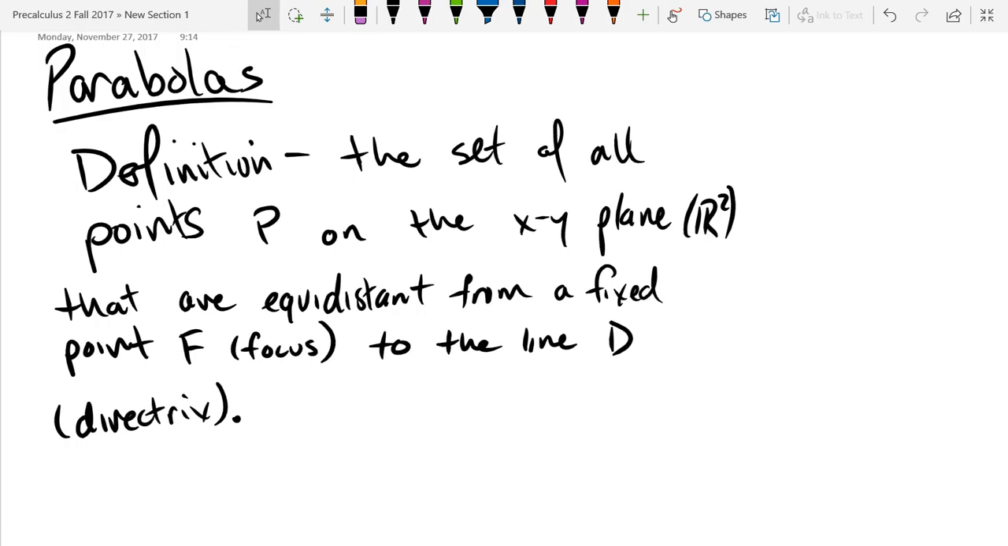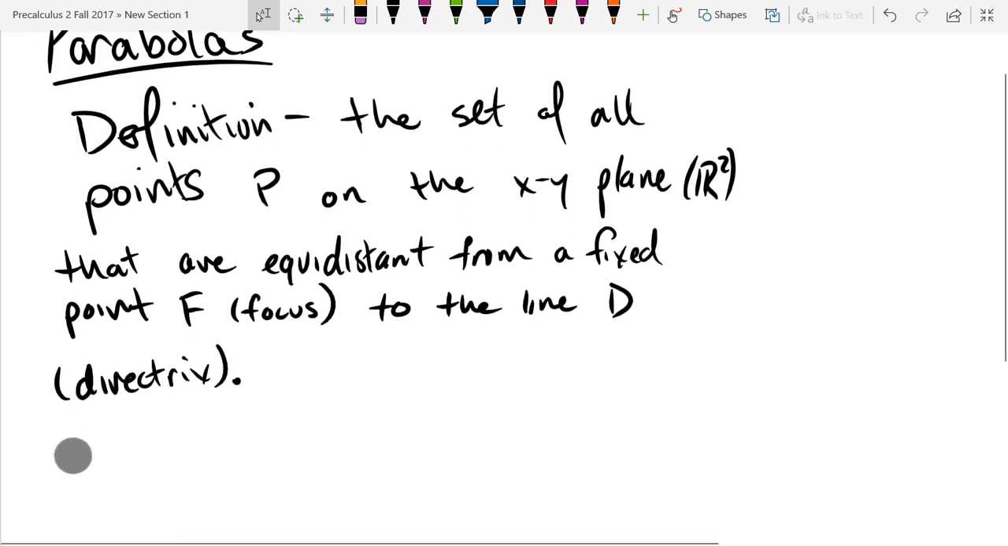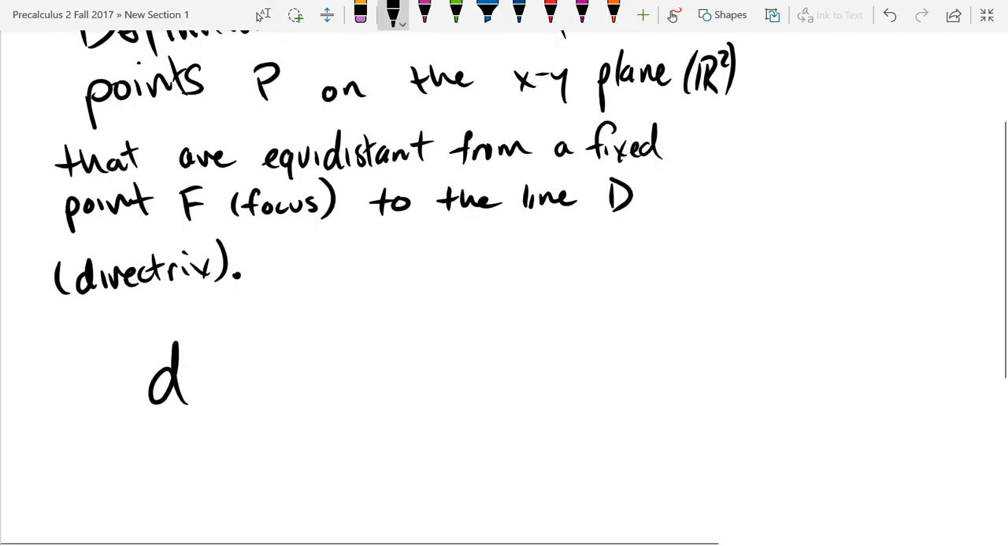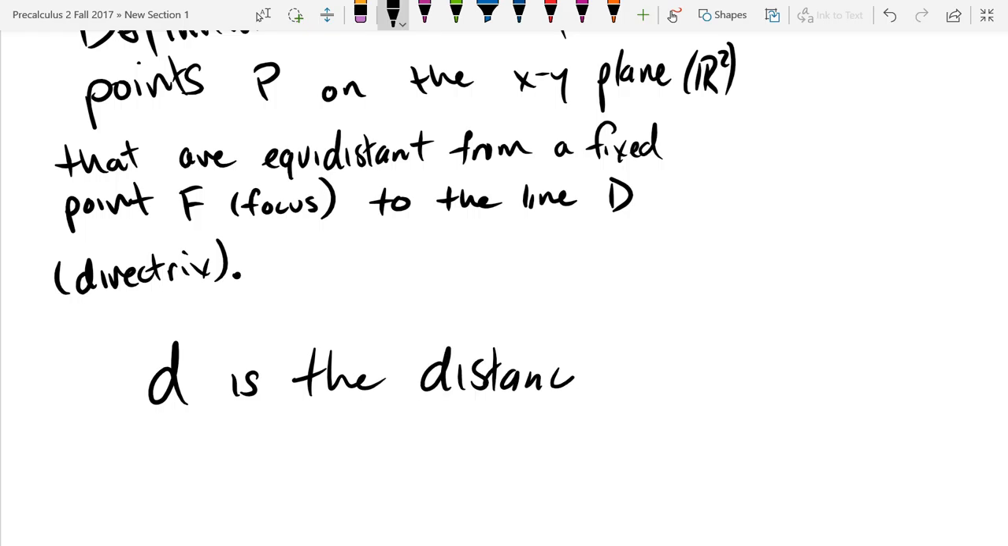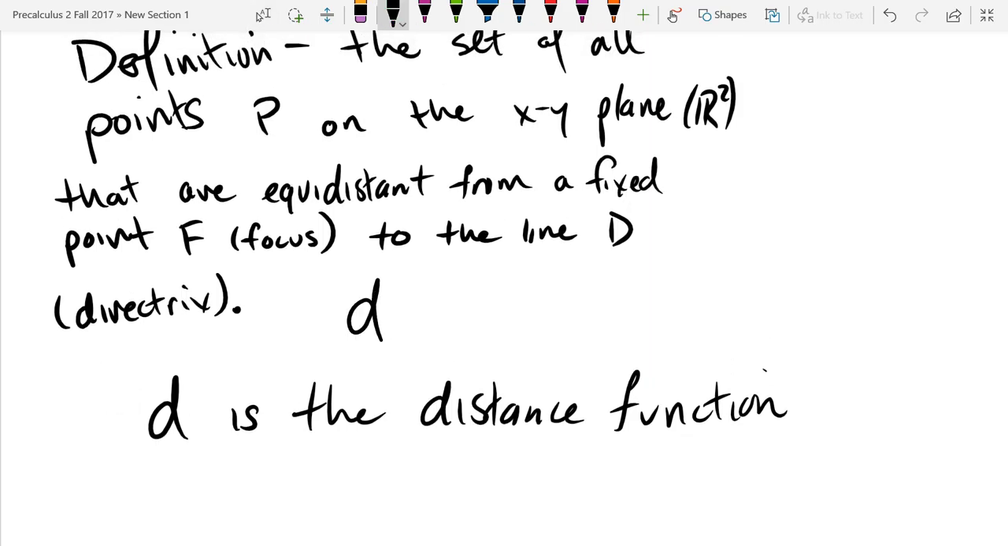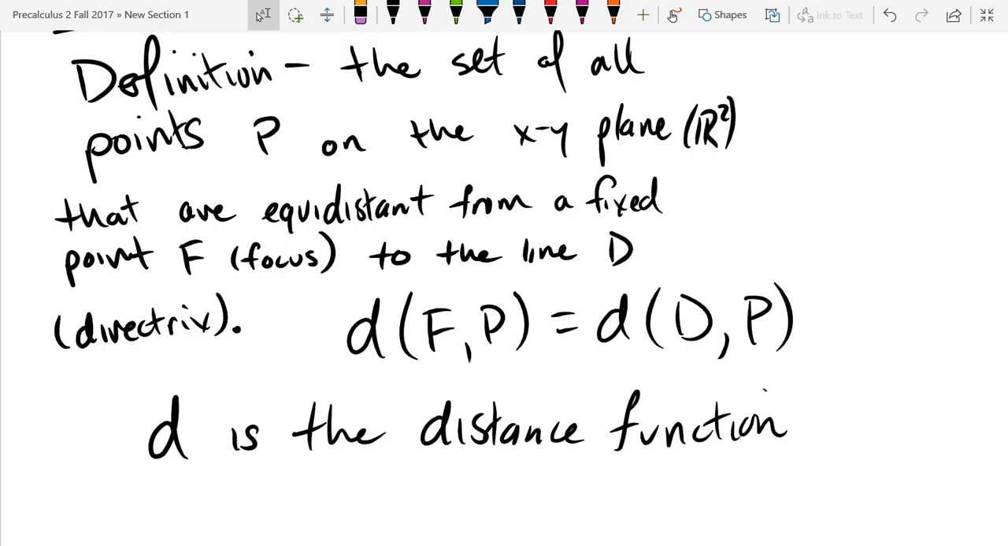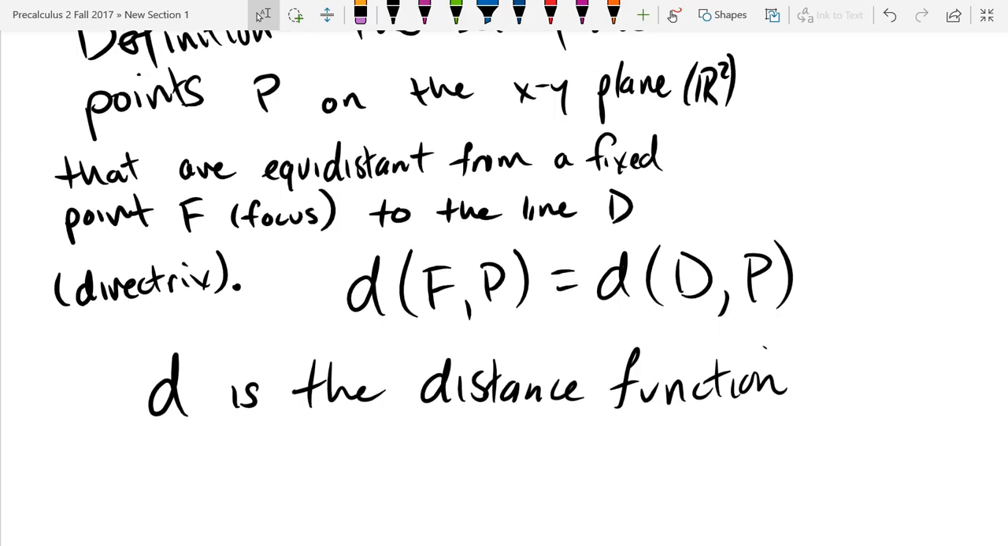You can absolutely represent it with a quadratic equation, but this is the definition we're going to take. So now writing this down, d is the distance function. So d from F to P is equal to d from the directrix to P. So I just rewrote that sentence in math, and it's the distance from the focus to the point P is equal to the distance from the directrix to the point P, where d is a distance function.